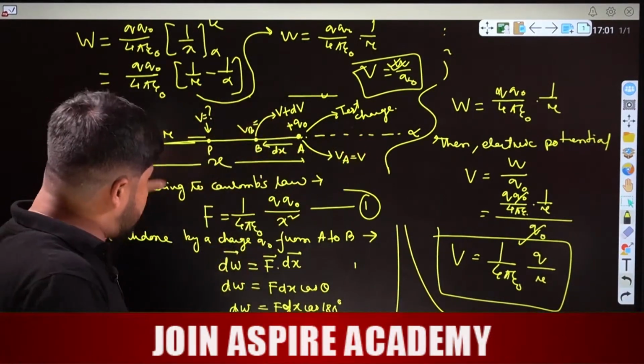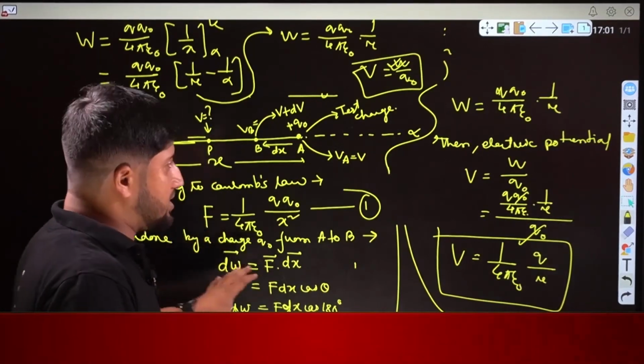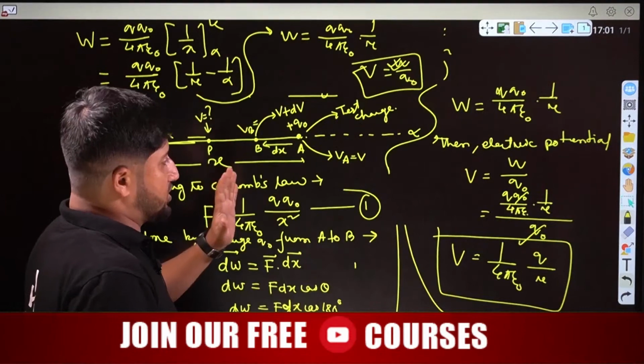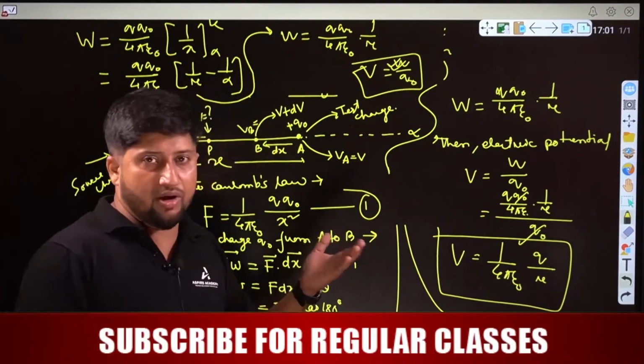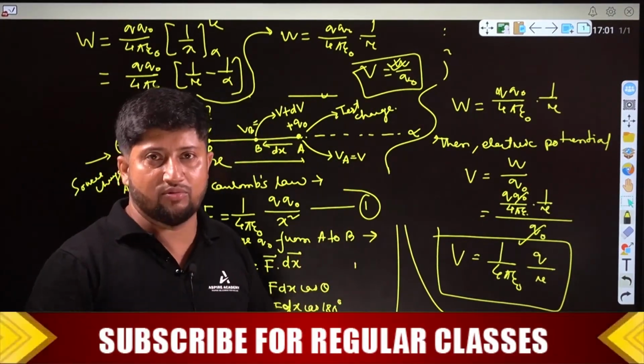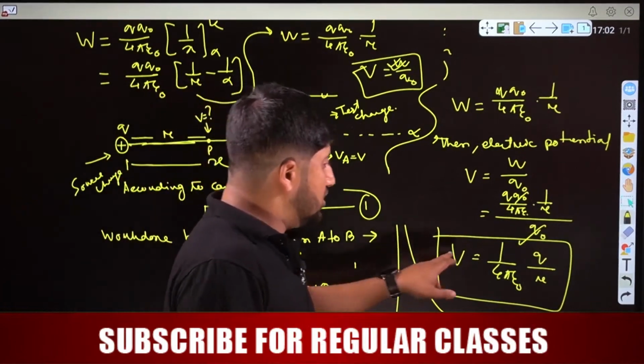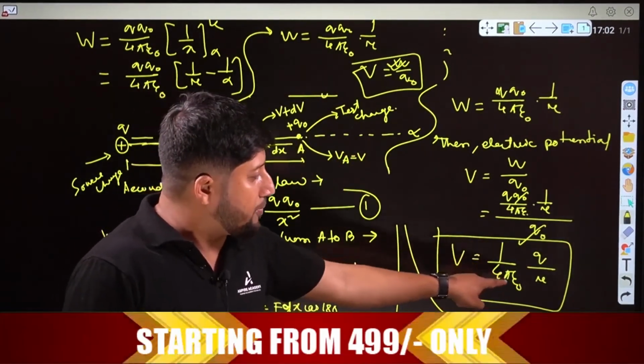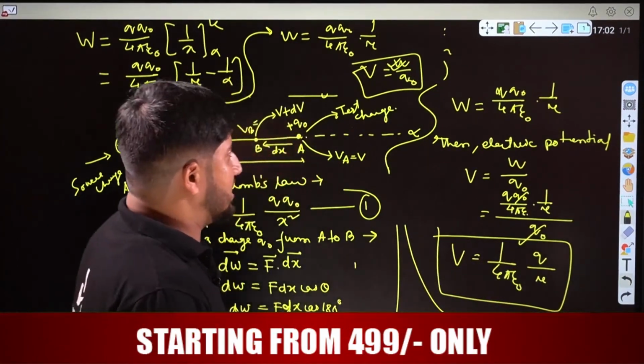I have already explained the diagram. You will have to learn integration. I have already talked about how to proceed with integration; just copy it from the video, keep it, and you will understand it yourself. So our electric potential due to a point charge is V equal to 1 by 4 pi epsilon naught q by r. This is the electric potential.